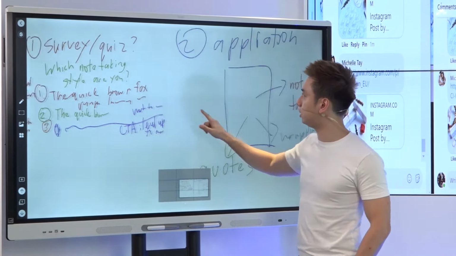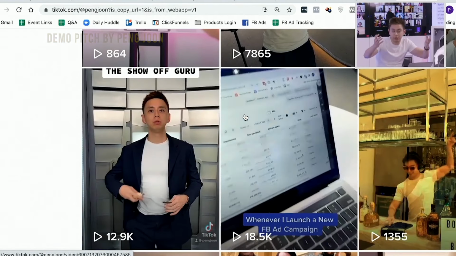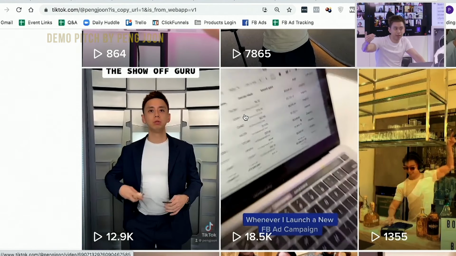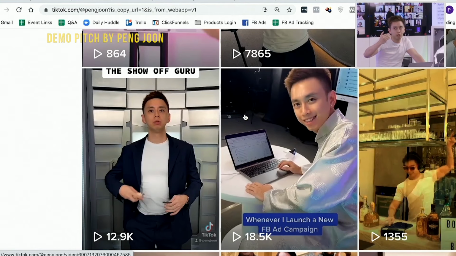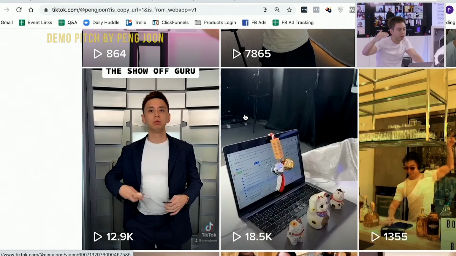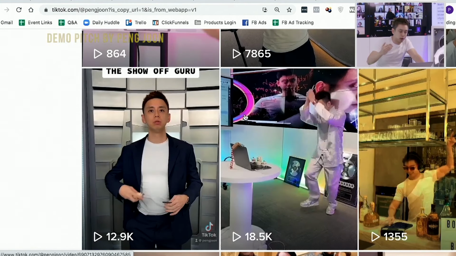So notice what I'm doing here. That's the hook. It's a survey, right? It makes people tag a friend to show them which guru do you like, which personality type. This is what makes a person think. So just see it again. Choose your character.